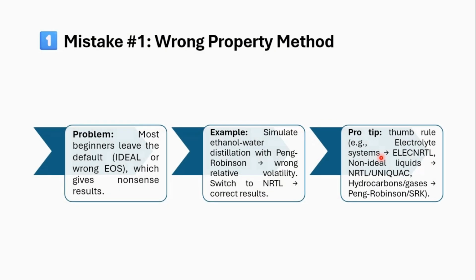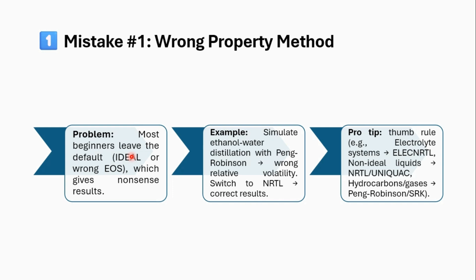Going to mistake one, which is the selection of the wrong property package or property method. Usually the problem is that once we start Aspen, we select the ideal property package or maybe a wrong property package. Basically, there are two categories of thermodynamic property packages: number one is the activity coefficient model and number two is the equation of state.